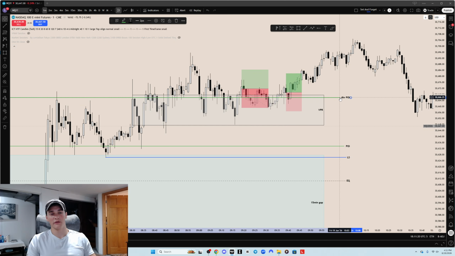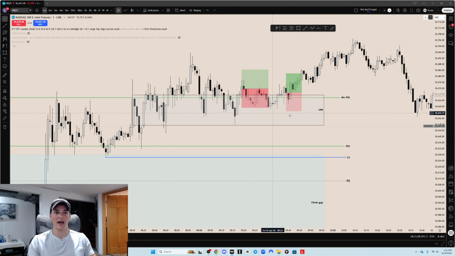And conveniently, the 4-hour POI, the highest time frame on today, was inside of this volume profile range, and we were continuously respecting it.